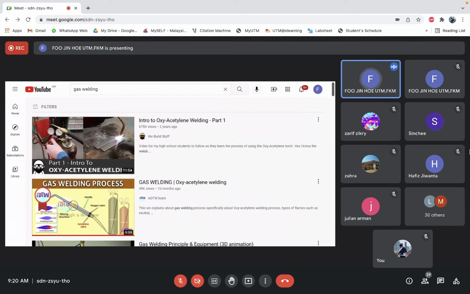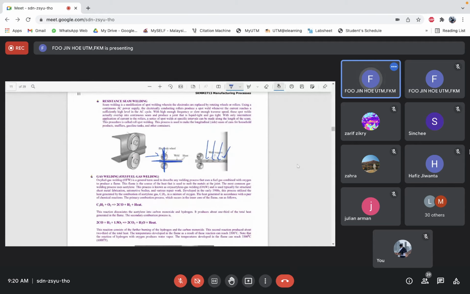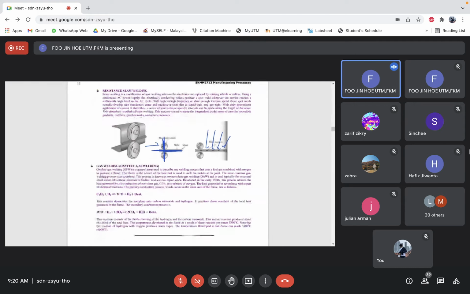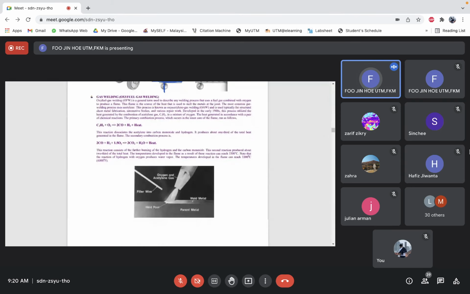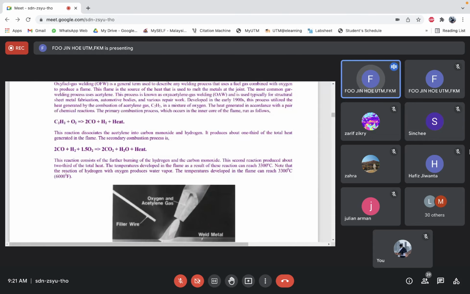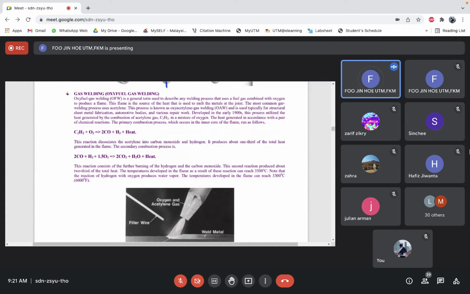So next we are going to move into a different approach in the welding process. Previously we learned all about fusion welding, where the energy source is electricity. We use electricity to produce the heat, providing electron jump through resistance, by using laser, electron beam, and plasma.